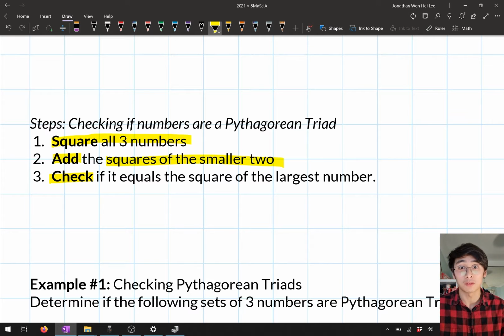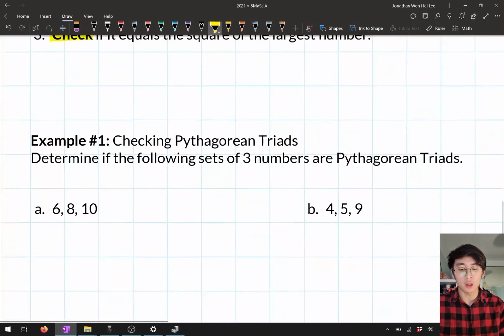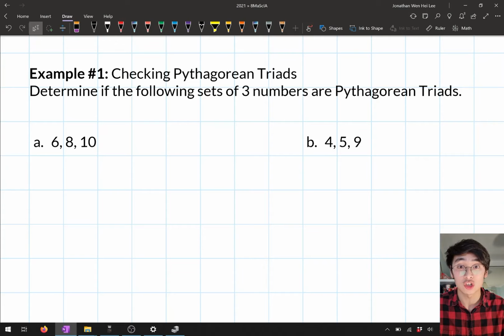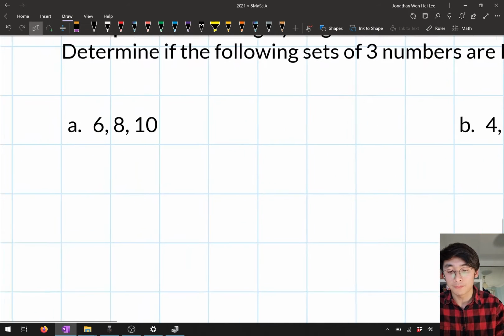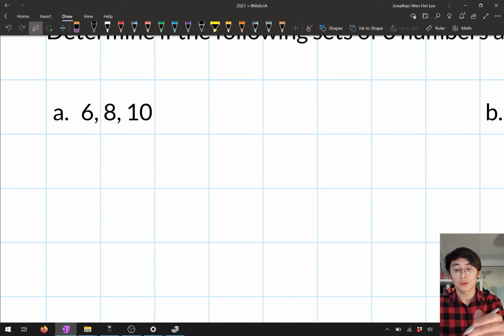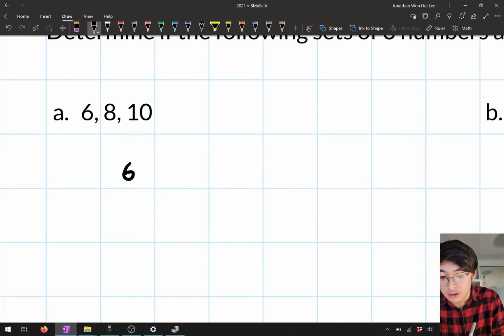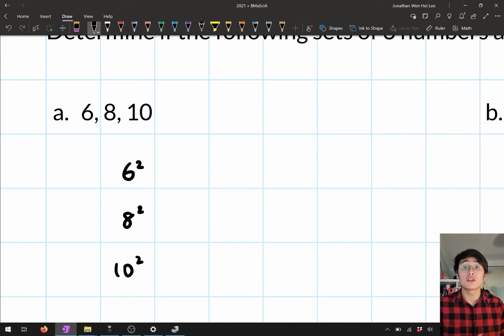So let's have a go with a couple of examples of this. Determine if the following sets of three numbers are Pythagorean triads. Let's have a go at the first example. We've got 6, 8, and 10. If we want to check if these are Pythagorean triads, we're going to square all of these numbers. Now when you square a number, that just means you're multiplying it by itself. So 6 squared is just 6 times 6. 8 squared is just 8 times 8. 10 squared is just 10 times 10.